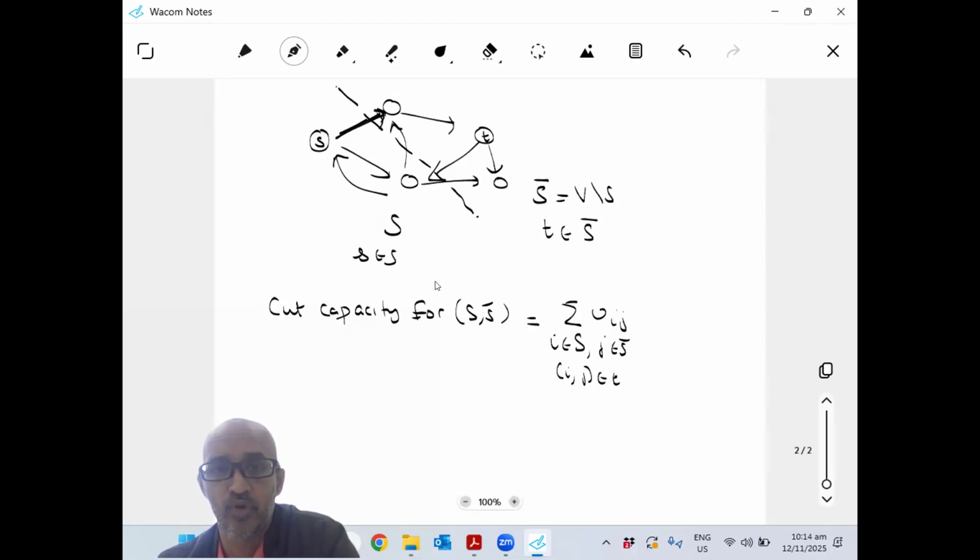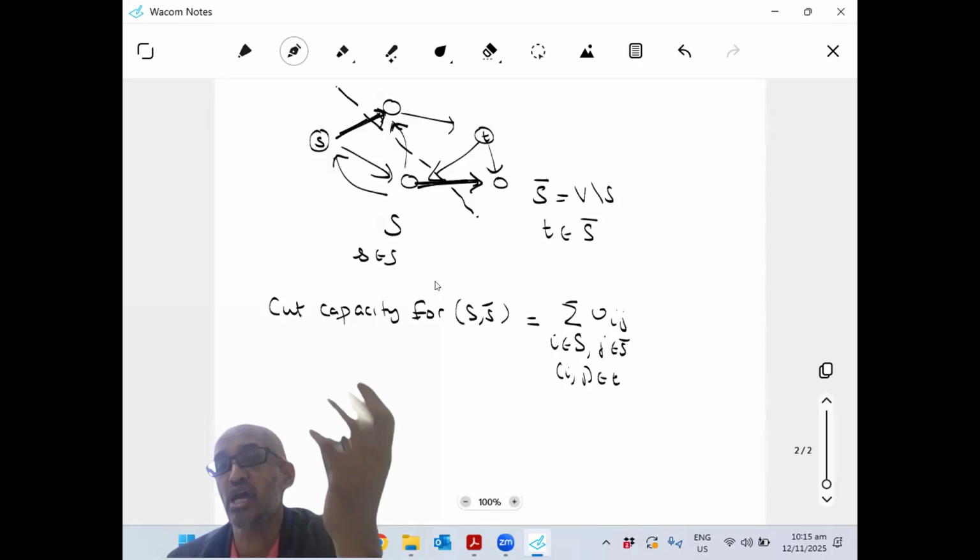This is a backward going arc. It goes from S bar to S. Okay, so it's not a forward going arc. You're trying to send flow from S to S bar. So the cut capacity for this will be this capacity plus this capacity, the sum of these two capacities.